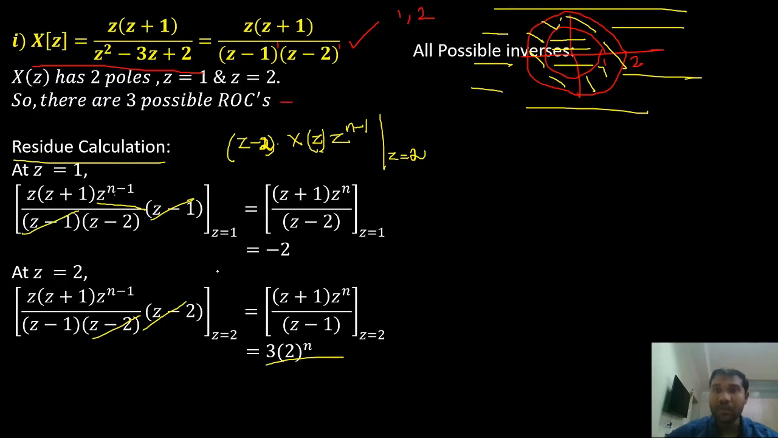Now I will calculate the inverse Z transform for all three possible ROCs. One is inside the innermost circle, which means inside 1, that is mod Z less than 1. The other one is outside the outermost circle, that is mod Z greater than 2. And the other one is between the two circles, 1 less than mod Z less than 2. So these are the three possible ROCs.